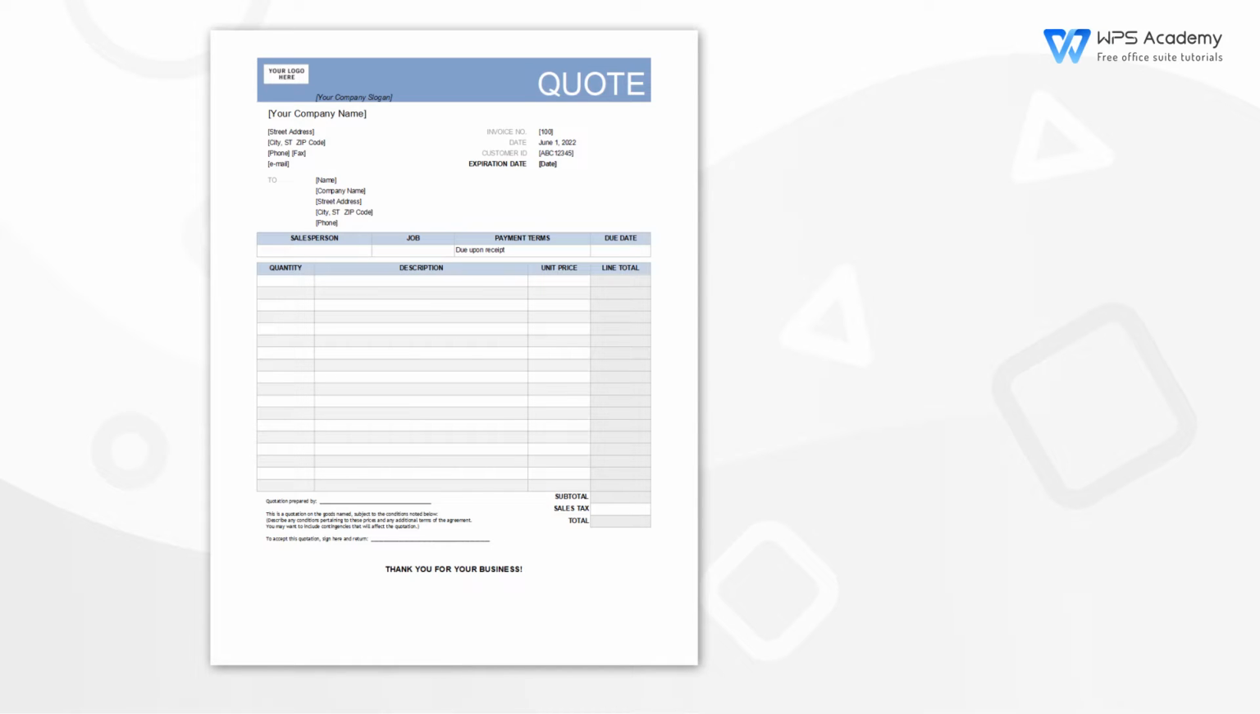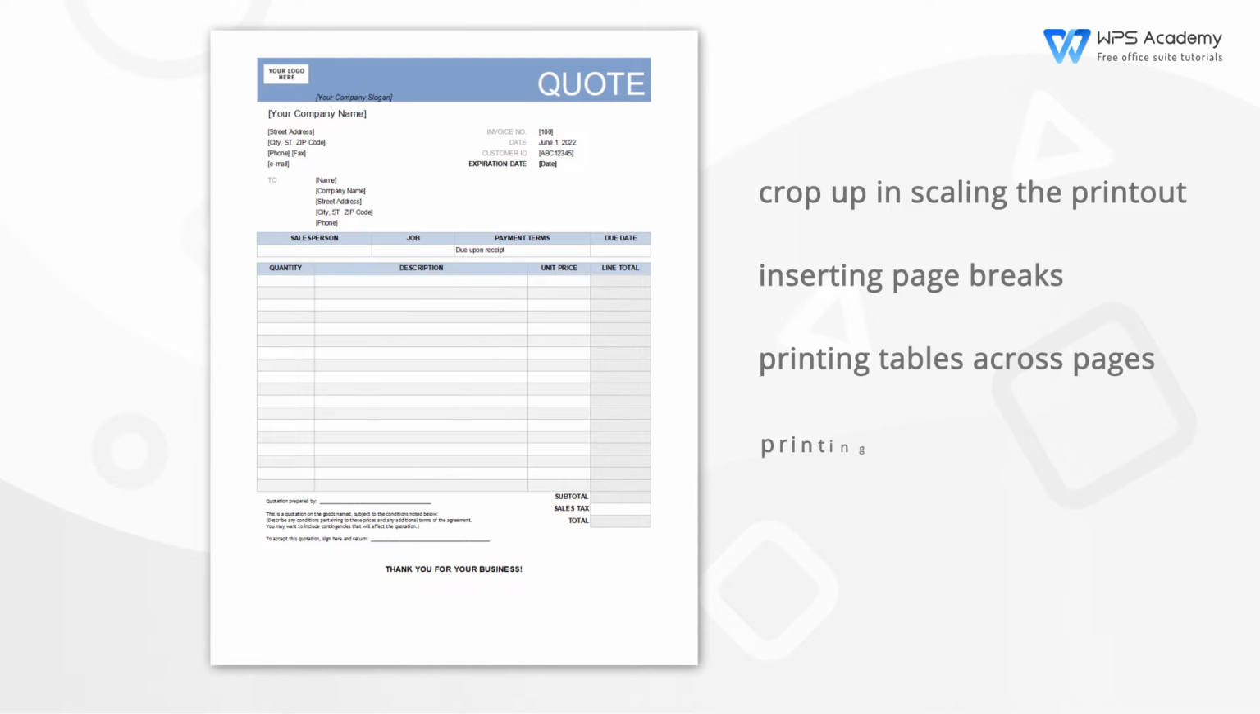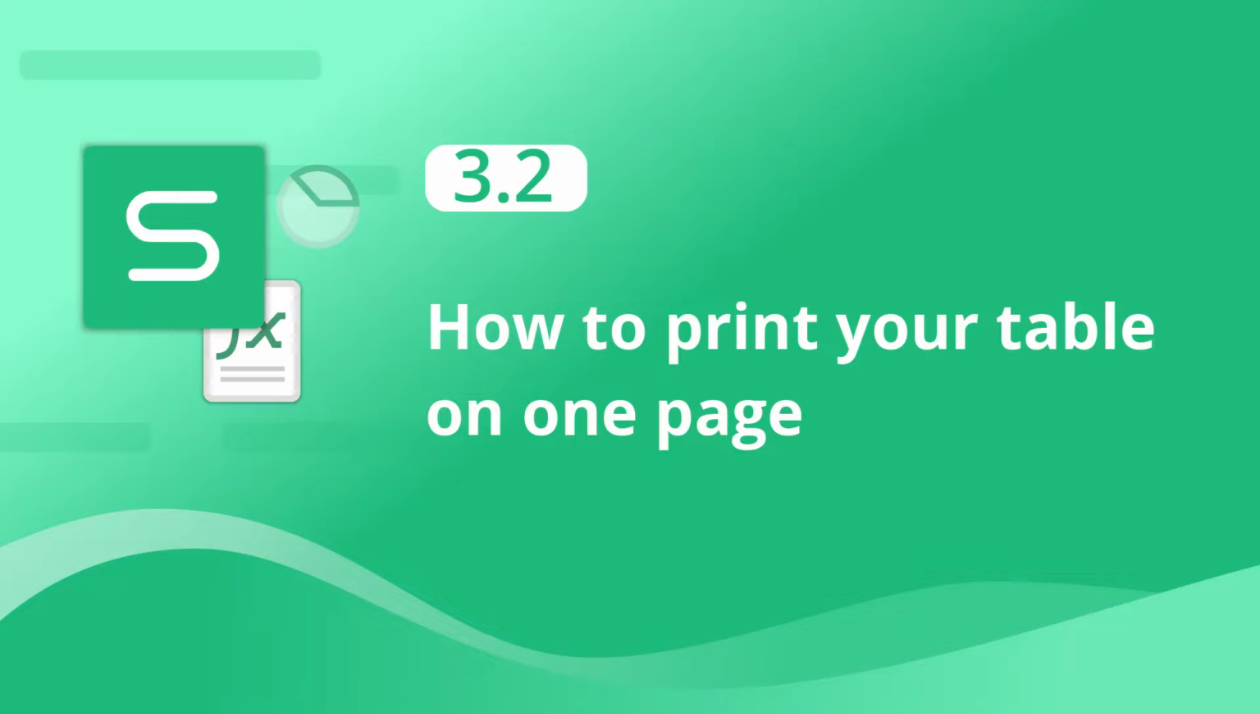Various printing issues can be grouped into the following 4 situations in daily life and the workplace. Problems may crop up in scaling the printout and inserting page breaks, printing tables across pages, printing selected areas, and printing header and footer. Let's master these skills through real cases.